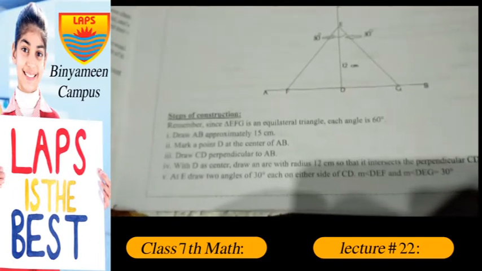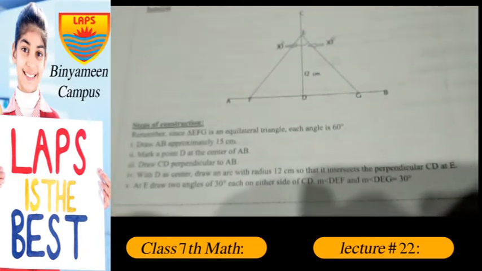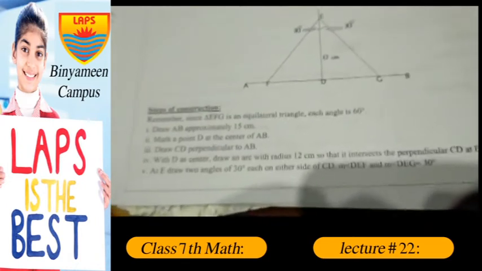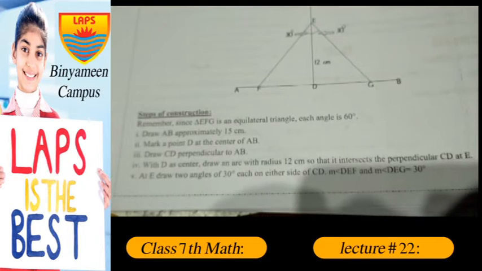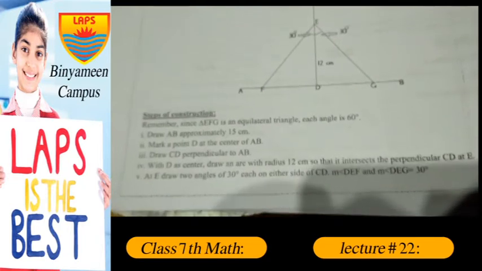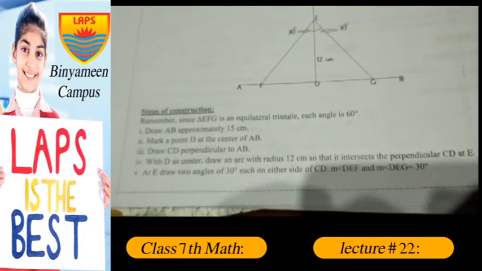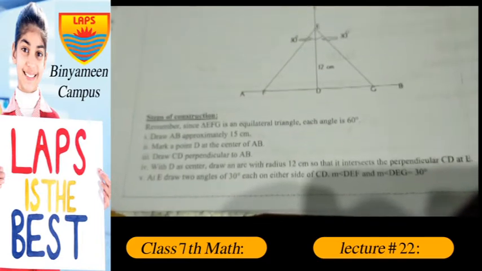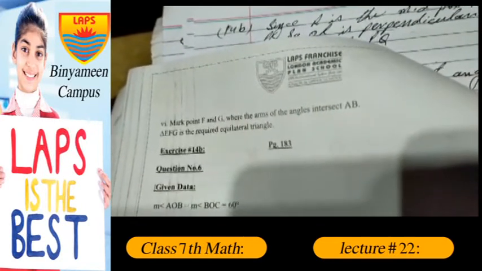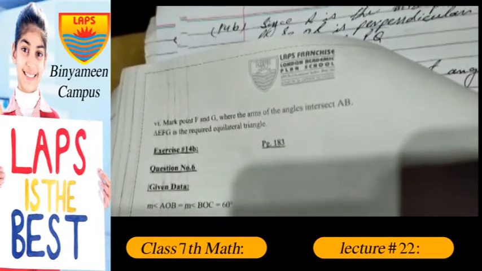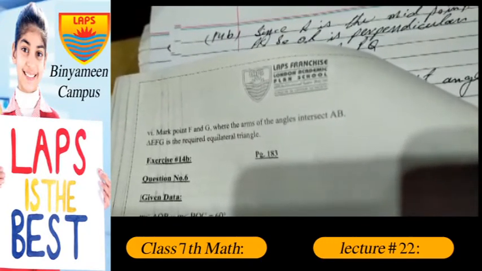Step 4: With D as a center, draw an arc with a radius of 12 cm so that it intersects the perpendicular CD at E. Step 5: At E, draw two angles of 30 degrees each on either side of CD. Measure angle DEF, and measure angle DEG is equal to 30 degrees. Step 6: Mark points F and G where the arms of the angles intersect AB, and triangle EFG is the required equilateral triangle.